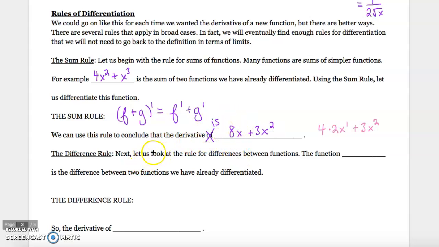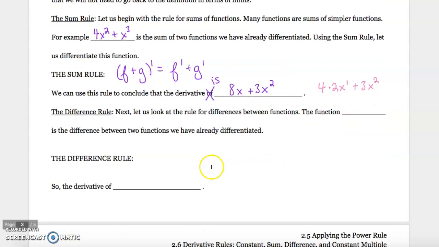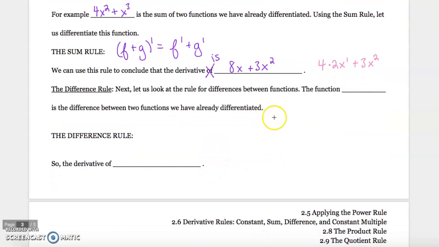Okay, next let's look at the difference rule, or the rule for differences. So you can guess this kind of follows along the same pattern as this one. So for another example, let's do 5x minus 6x to the fourth, right? That's a difference between two functions.